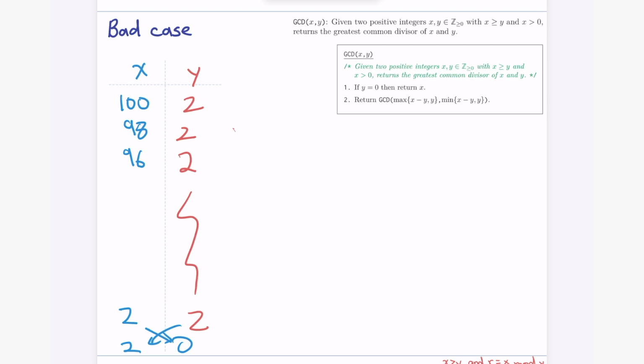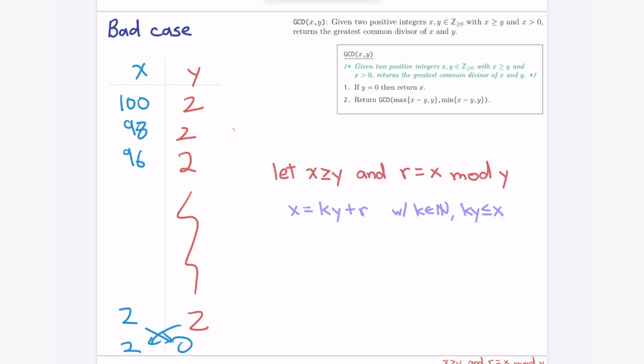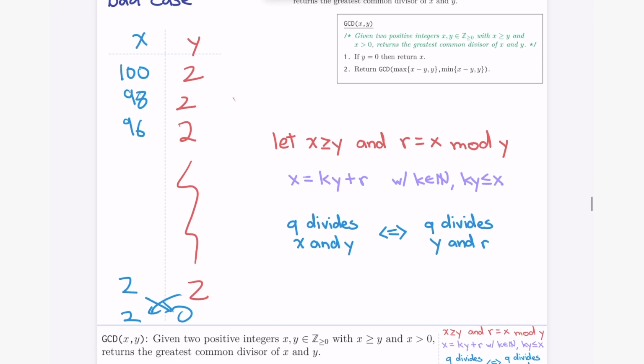Yeah, we can do modulo, right? So instead of doing x minus y, suppose I looked at x mod y. Same thing, right? So x is equal to ky plus r for some k. And so that tells you that q will divide x and y if and only if q will divide y and r. Okay, and hopefully r is going to be smaller. Okay, r will certainly be smaller than y.